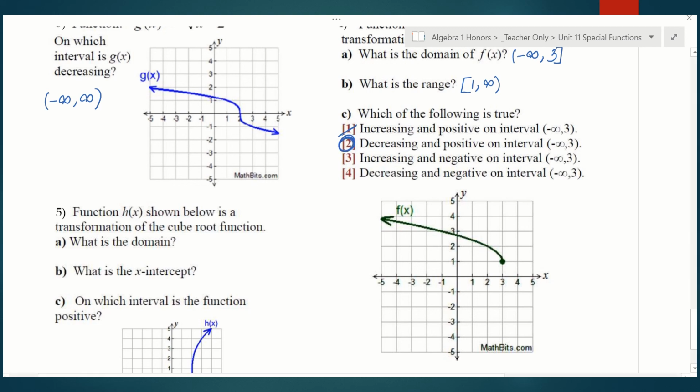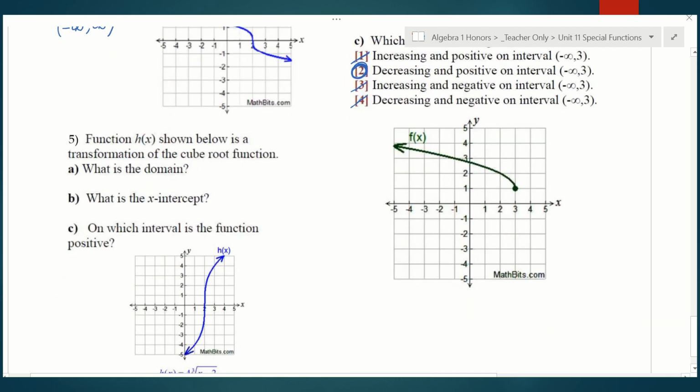But let's read the other two just to make sure we know why those are not true. Increasing and negative. Both things are wrong there. It's not increasing and it's not negative. And then decreasing and negative, again, it's decreasing, but it's not negative.